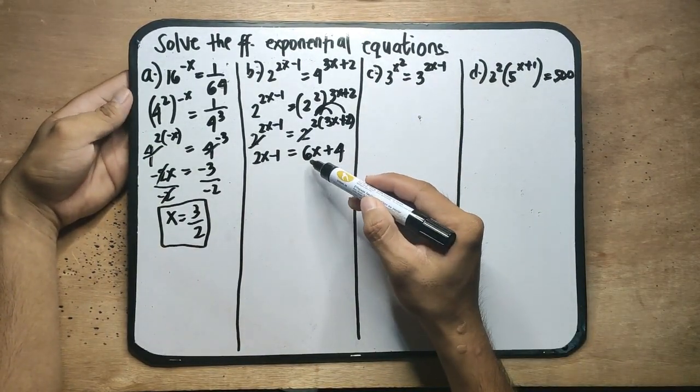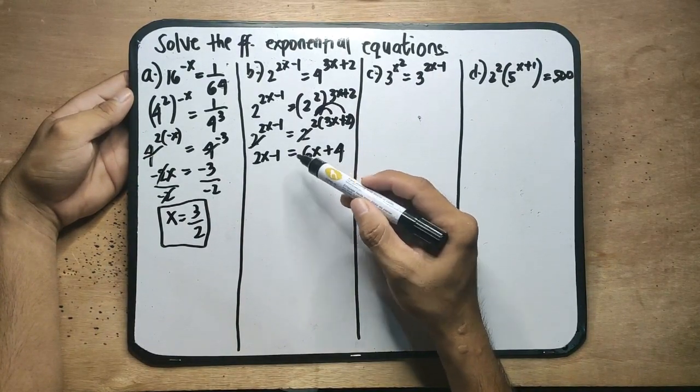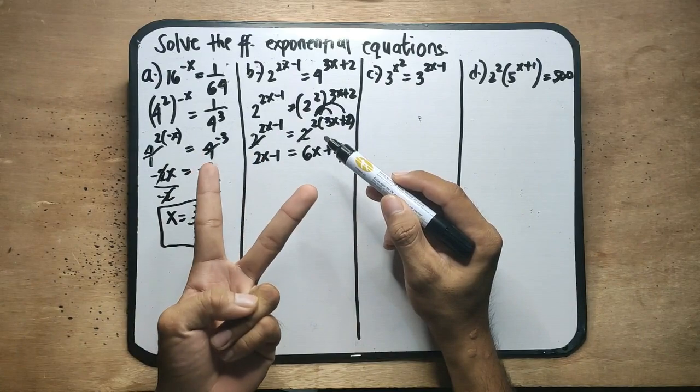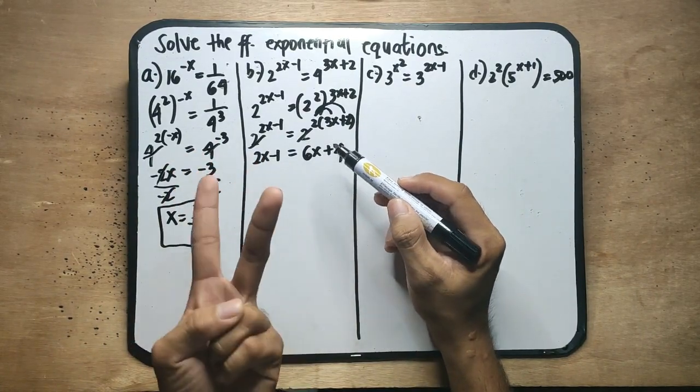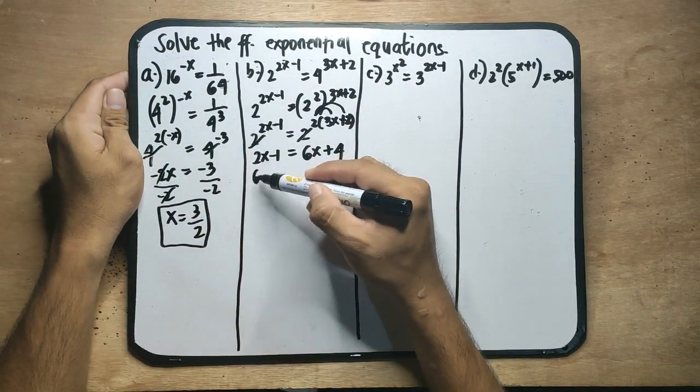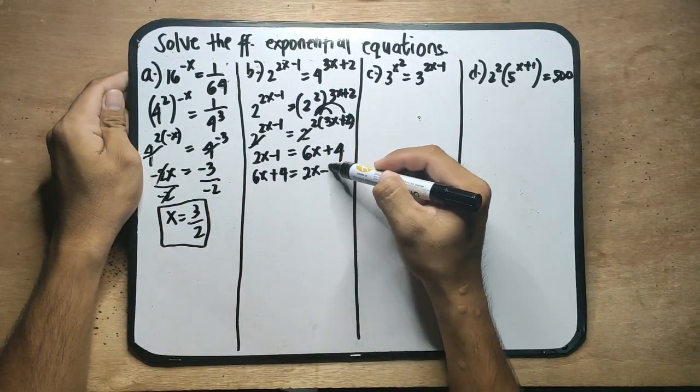So, since mas malaki yung numerical coefficient ni x sa right as compared kay left, we swap their positions. Okay? So, since equal silang dalawa, pwede natin silang pagpalitan as a whole. So, 6x plus 4 is equal to 2x minus 1.